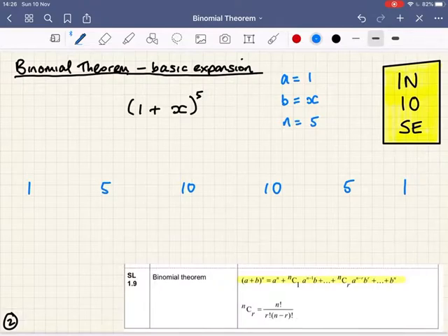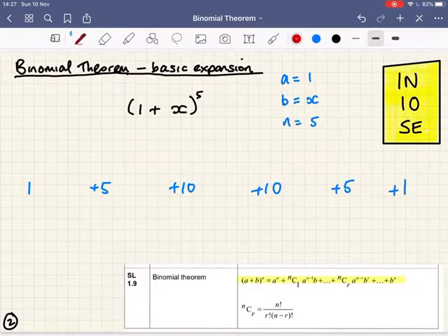Now the next thing to do, I can join those together with plus signs for now, because that's what the formula tells me. And then I'm going to fill in my values for a and b. Now the great thing about having 1 as the first part of the problem is that 1 to the power of anything stays as 1. So I really don't need to worry about 1 in any of those terms. I can ignore it. So let's go through.